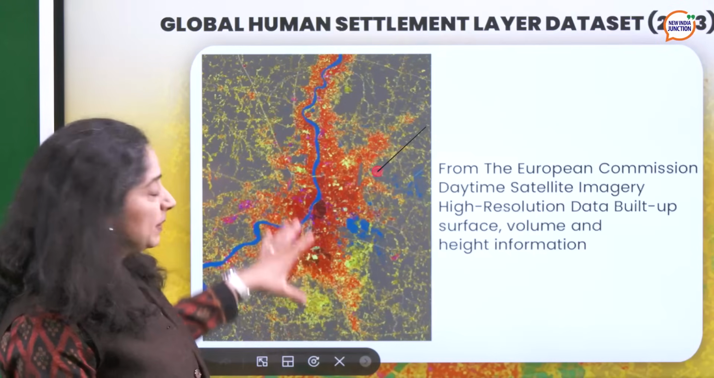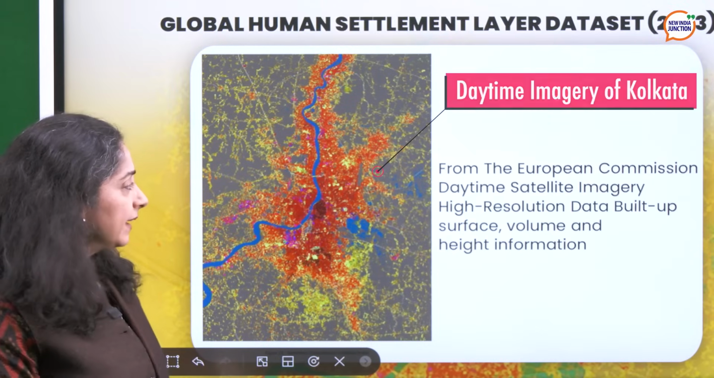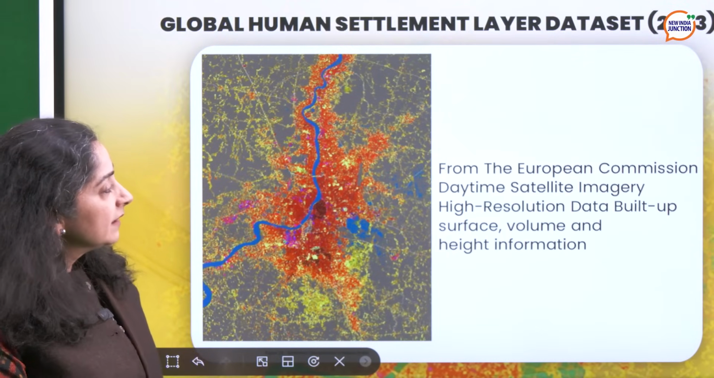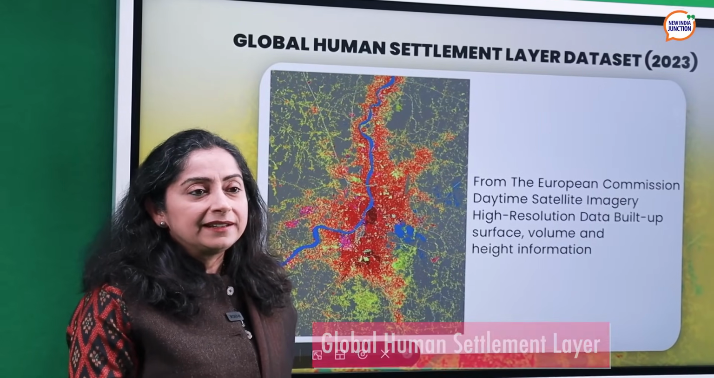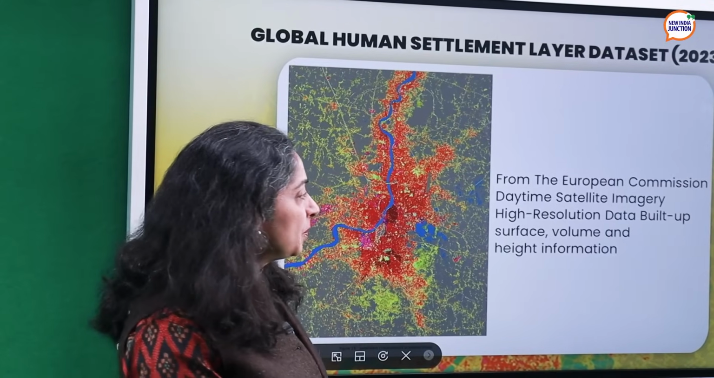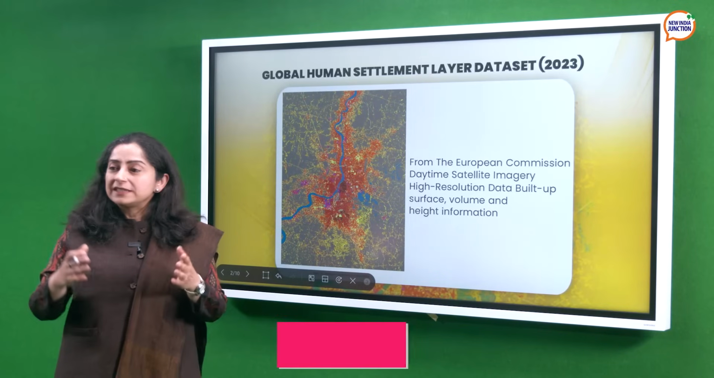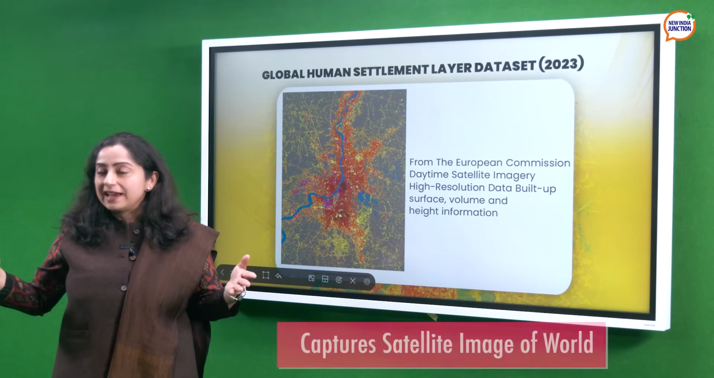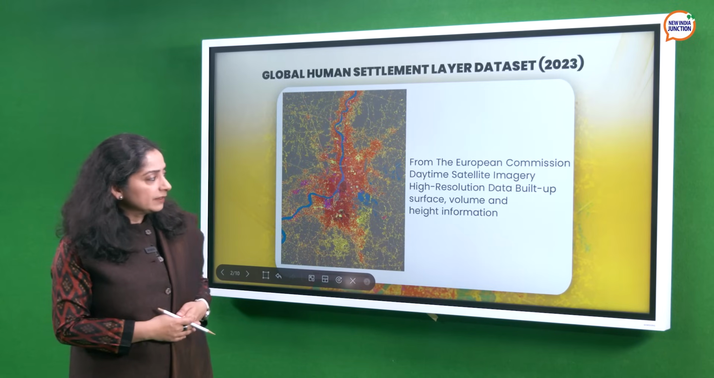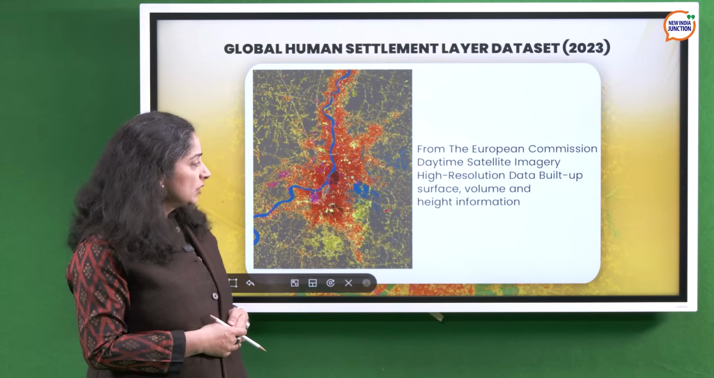As you can see, this is a picture of the city of Kolkata as of 4 years back. And now the GHSL, which is called the Global Human Settlement Layer, data that has been put together by the European Commission, has been made available last year. They capture the satellite image of the whole world at an extremely high resolution of 10 by 10 meters. So, this is extremely high.